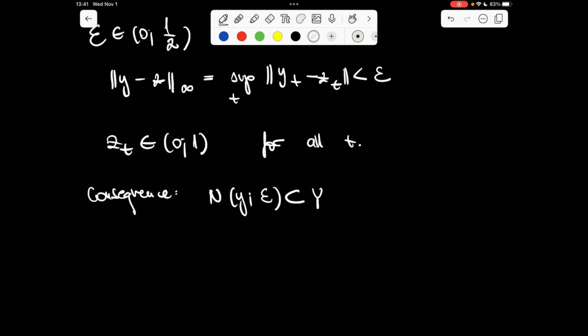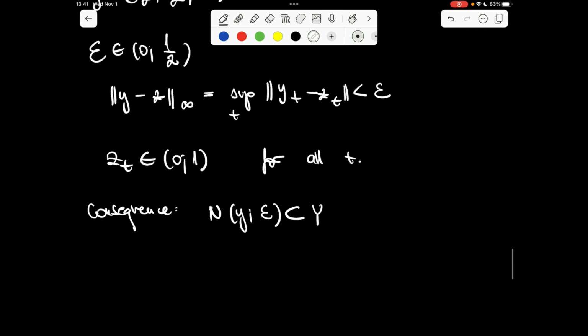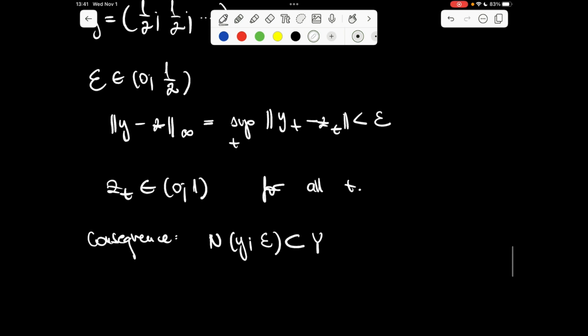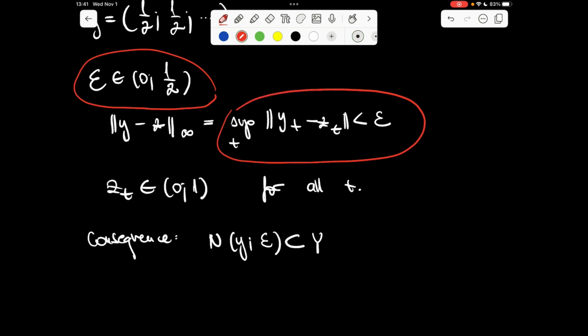So we have chosen an appropriate sequence. This was y, consisting of 1/2 elements, 1/2, and we picked it, it was an important point of the demonstration. We picked an appropriate epsilon, and according to the norm, any sequence which lies in the epsilon neighborhood around the sequence y, the elements of this arbitrarily chosen sequence cannot be greater than 1 and cannot be lower than 0.